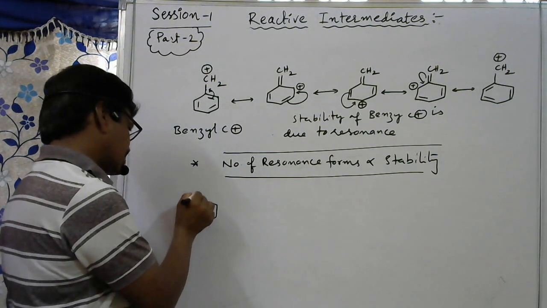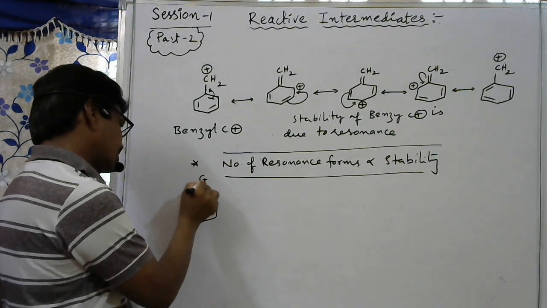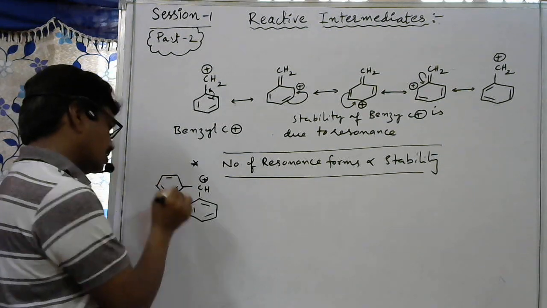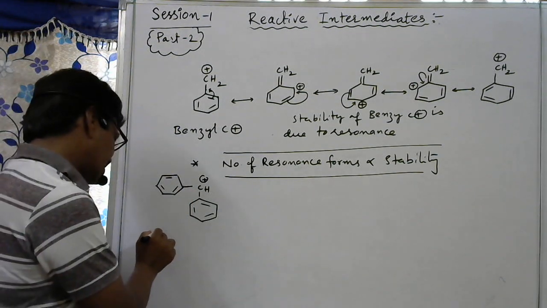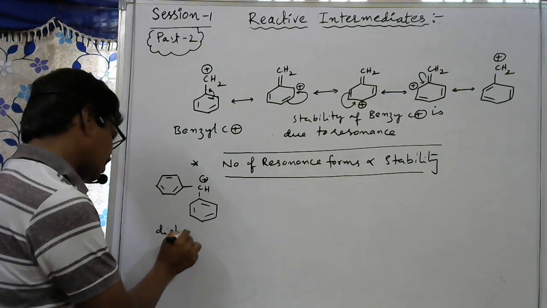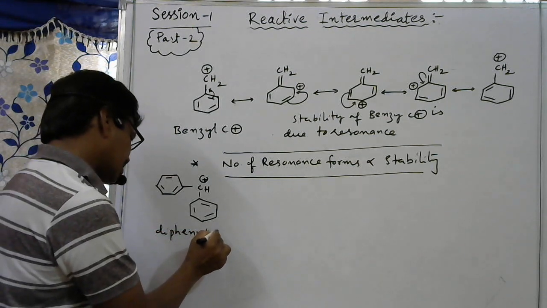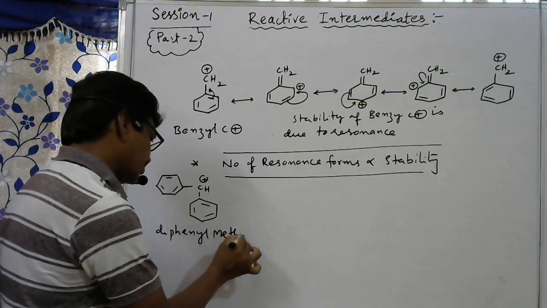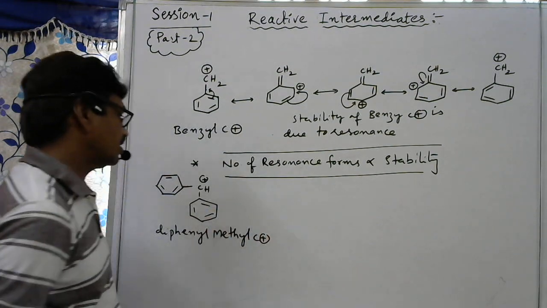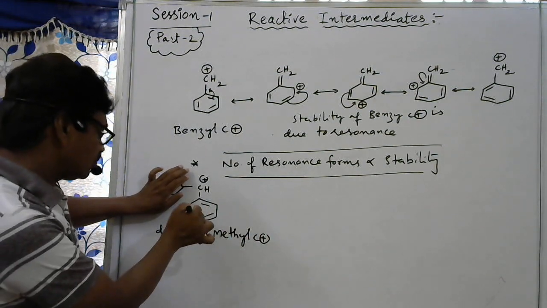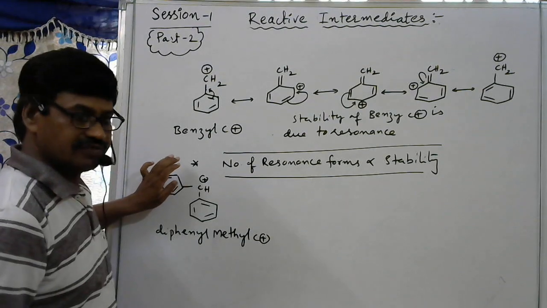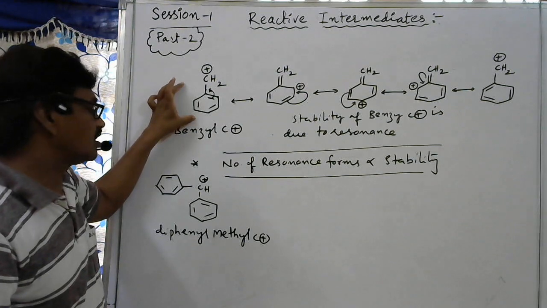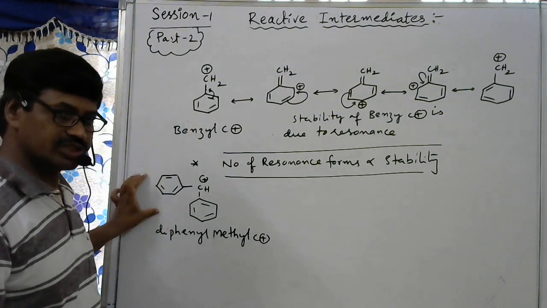Similarly, if you take CH with positive charge, and one more phenyl here, this carbocation is nothing but diphenyl methyl carbocation, diphenyl methyl C plus. See here, for only one phenyl group, how many resonance forms do you have? 5. For 2 phenyl groups, how many will it be? 10. So compared to benzyl carbocation, diphenyl methyl carbocation is more stable.